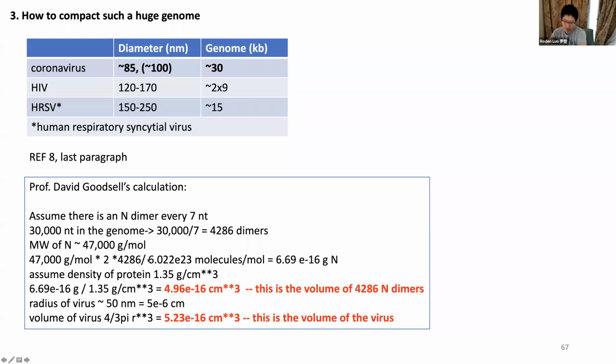I communicated with David for this, but here is the calculation from David, and I did the same calculation and got the same results. In short, we are calculating the densities and the number of N-dimers needed and the density of the volume of them, and we found it is impossible. In Changcheng's case review paper, it is said there is one N-dimer every 7 nucleotides, but if we assume that every nucleotide is bound to the N protein, then it is impossible, because that will need 4,000 N-dimers.